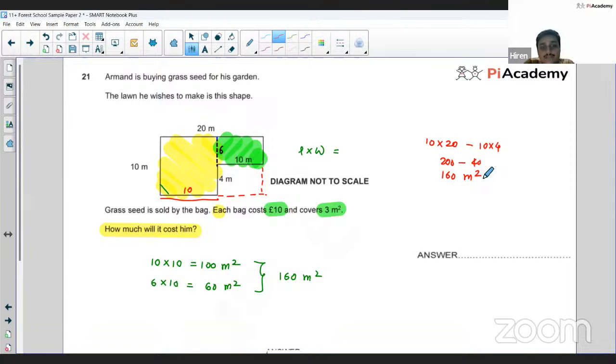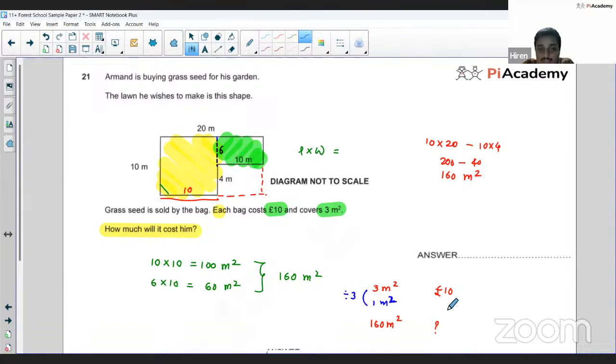Now there is 160 meters square that you know already, right? So what you can do here easily is this: 3 meters square requires a bag, and that costs 10 pounds, correct? So if the area is 160 meters square, how much will the cost be? You have to figure that out. We can do this very easily. You just have to figure it out for one. So for 1 meter square, how much is it? Divide by 3 on both sides, so you will get 1 meter square.